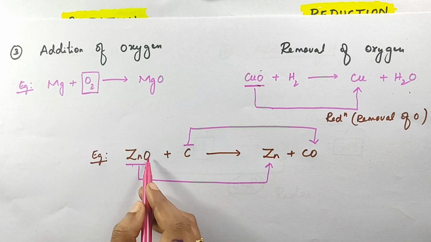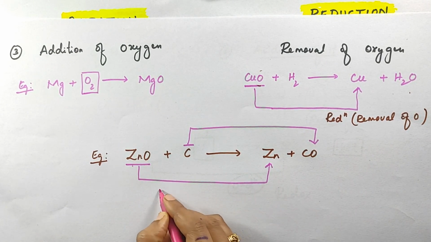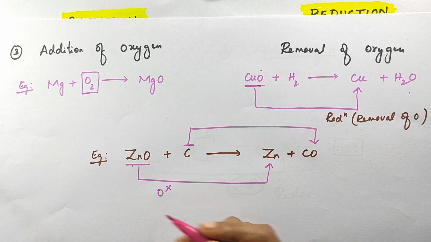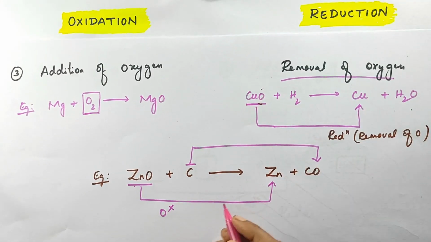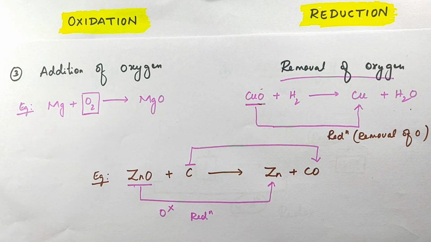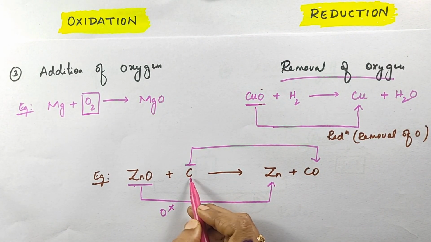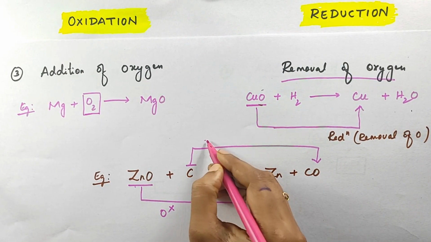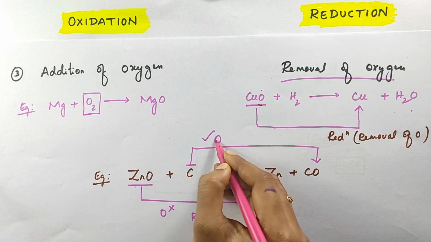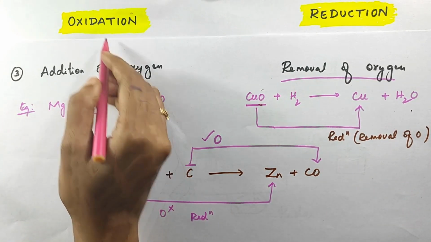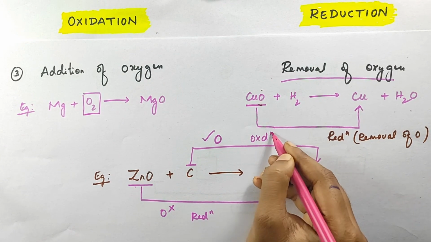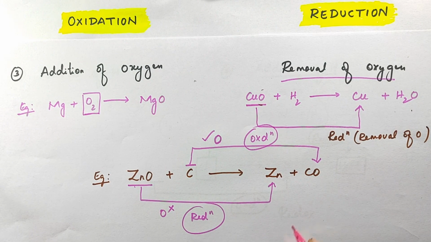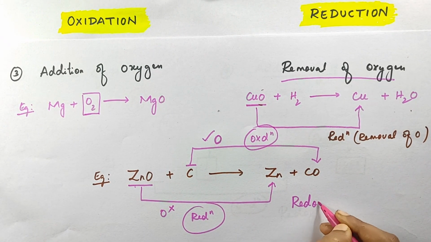So what kind of reaction? Oxygen is removed here. Removal of oxygen means reduction. Again, carbon is converted into carbon monoxide. That means addition of oxygen. Here oxygen is added. Addition of oxygen means oxidation. So both reduction and oxidation can be observed in one reaction. Therefore, this kind of reaction is called a redox reaction.